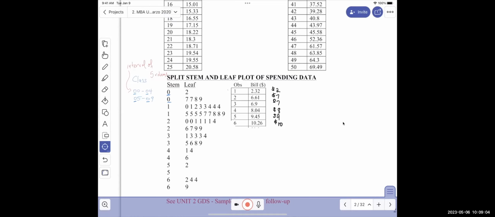So we're going to go from 00 to 04 for the data, 05 to 09, and then we are in the tens. So this one is going to be 10 to 14.